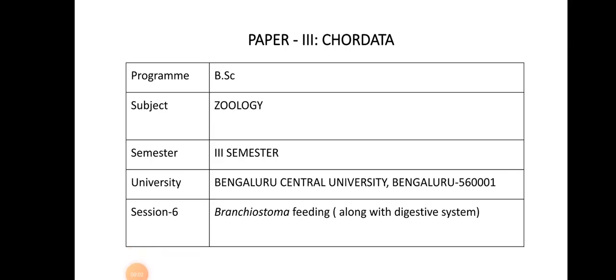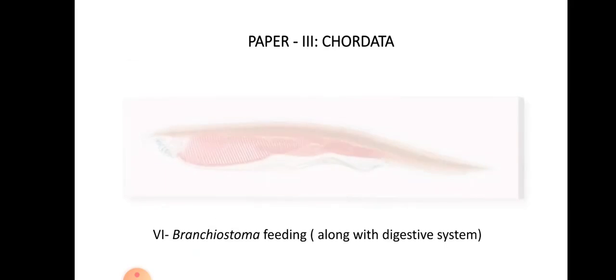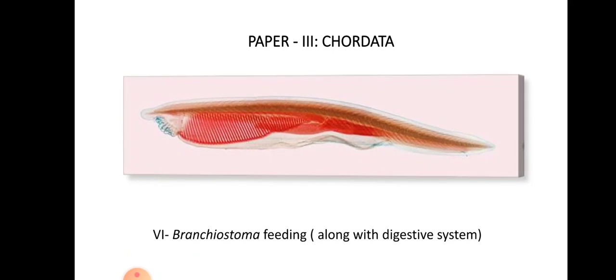Hello dear students. Today we will learn about a feeding mechanism in branchiostoma. Last class we learned about the morphology of branchiostoma, how this animal lives or sustains in its habitat, and the morphological features of branchiostoma or amphioxus. So in this class we will learn about the digestive system and the feeding mechanism.